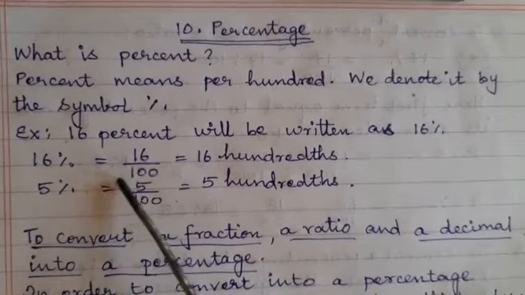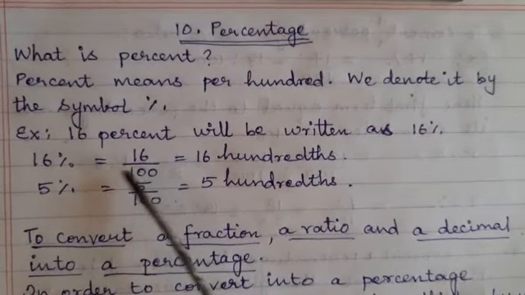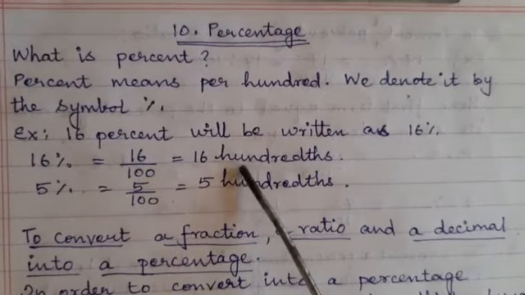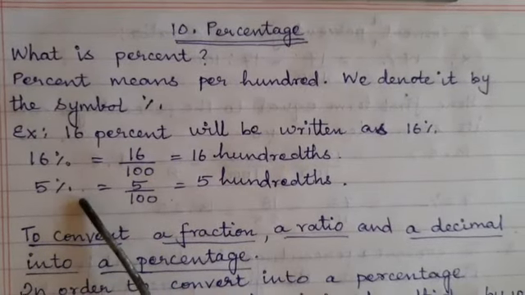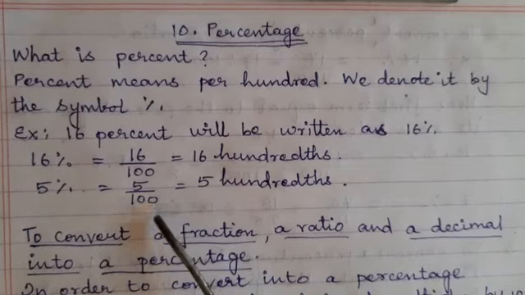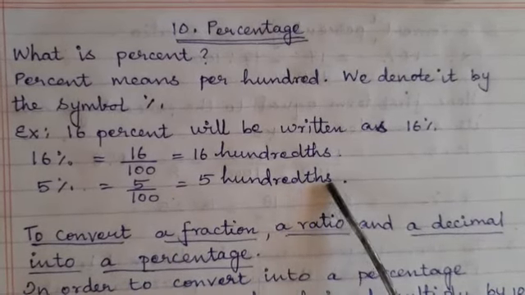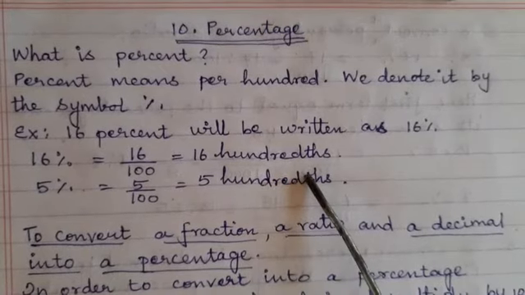16 percentage is equal to, how to convert it into a fraction, like this: 16 by 100. That means 16 hundredths. 5% is equal to 5 by 100, which is equal to 5 hundredths. See the spelling, H-U-N-D-R-E-D-T-H-S. Like this you will write it here.